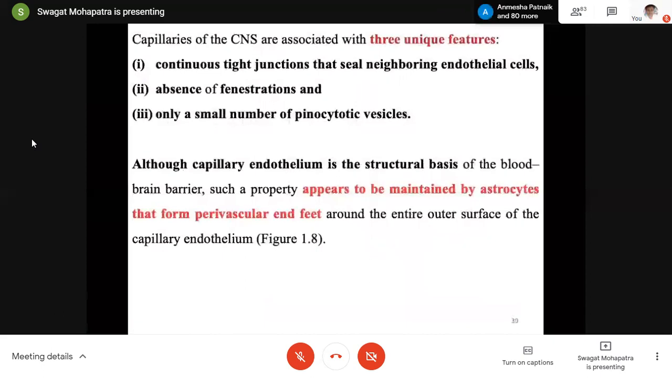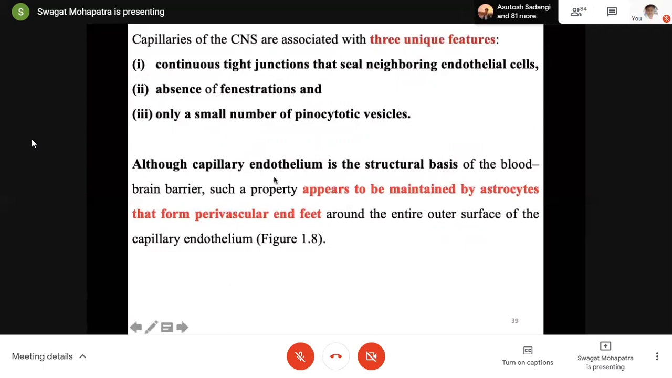Now, capillaries of the CNS are associated with three unique features, as we just discussed. First, continuous tight junctions that seal neighboring endothelial cells. Second, there is absence of fenestrations, because we are talking about the capillaries of the CNS. Previously, we were talking about the capillaries of the choroid plexus only. So in the capillaries of the CNS there is absence of fenestrations. And thirdly, only a small number of pinocytic vesicles. These are the three characteristic features of the capillaries of the CNS.